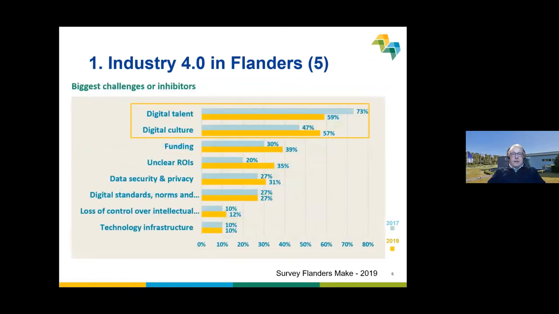Talking about the biggest challenges, that was not really surprising for us. 60% says digital talent is a big problem. 57% says digital culture. We see that the companies which are very active in Industry 4.0 related technologies and projects, they really have a digital culture. Successful companies have a digital culture which is deployed throughout the organization, and that starts with the management. So what you see down below in the graph is that intellectual property and technology infrastructure is less seen as a challenge or an inhibitor.